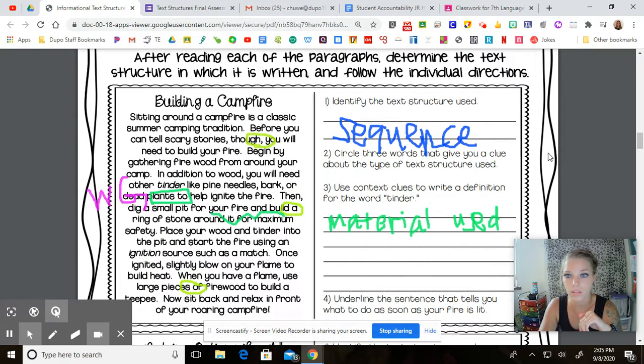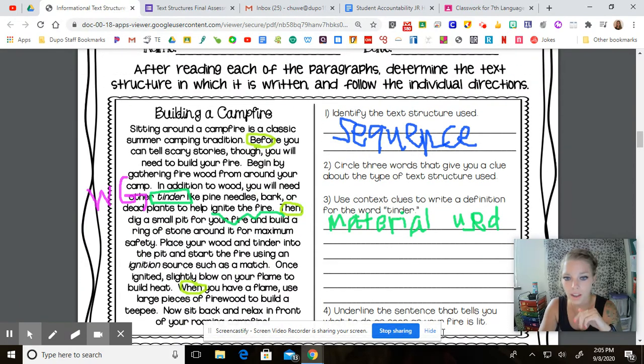Then my next question is underline the sentence that tells you what to do as soon as your fire is lit. Let's go back here and look towards the end. Let's see. Once ignited, slowly blow on your flame to build heat. When you have a flame, use large pieces of firewood to build a teepee. Oh, okay. There, it told me what to do.